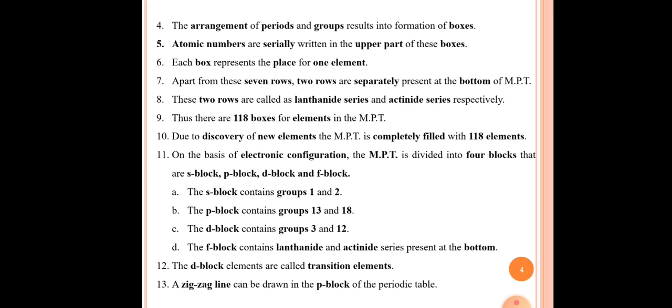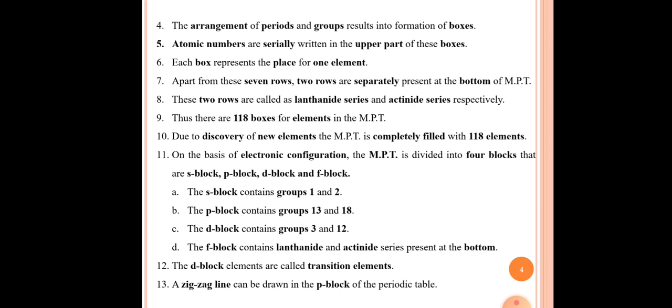Our 11th point is, on the basis of electronic configuration, the modern periodic table is divided into 4 blocks, that are s block, p block, d block and f block. So based on the electronic configuration, the modern periodic table is divided into 4 blocks. Those blocks are s block, p block, d block and f block.